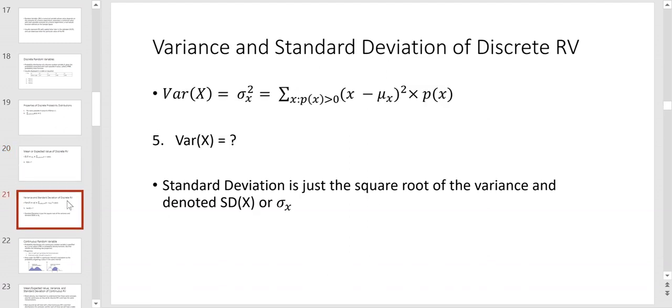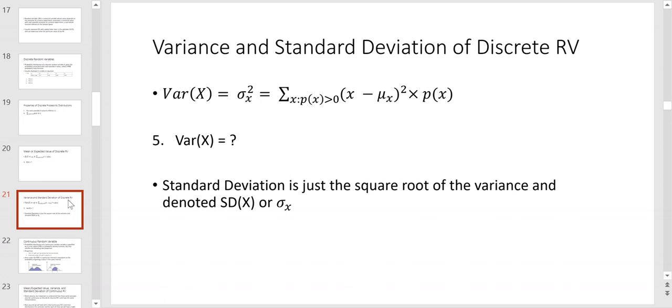Okay? The variance, you can think of this as a measure of the variability or uncertainty of the outcome of a particular random variable, a chance experiment. So the higher the variance is, the more uncertainty there is in the outcome of that random variable.